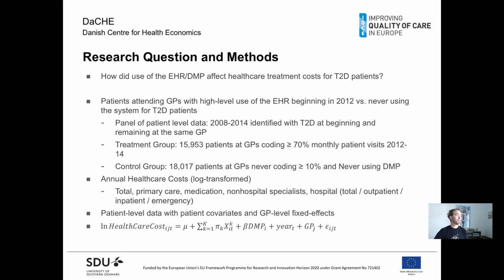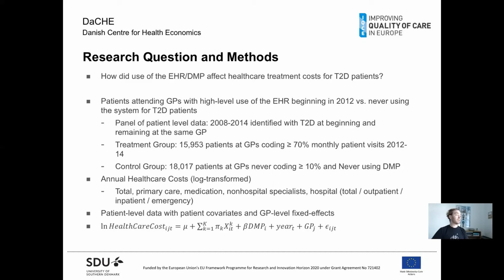So for our treatment group, we have about 16,000 patients, and the definition of a GP which treated at a high level was that they coded 70% of monthly visits beginning in 2012 and continuing through to the end of the system being discontinued. And in our control group, we've got about 18,000 patients at GPs which never coded more than 10% and also never used the disease management program for diabetes.